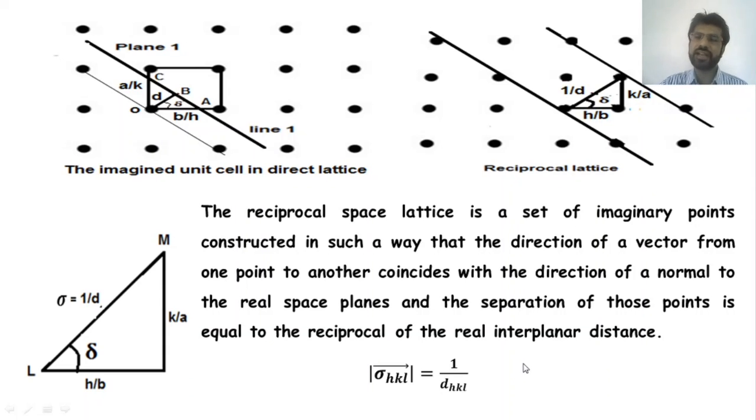Thus we can define the reciprocal lattice vector. The reciprocal space lattice is a set of geometric points constructed in such a way that the direction of a vector from one point to another coincides with the direction of the normal to the real space planes, and the separation of those points is equal to the reciprocal of the real interplanar distance. In short, you have to remember that the magnitude of the reciprocal lattice vector is nothing but the reciprocal of the interplanar distance. So remember this.